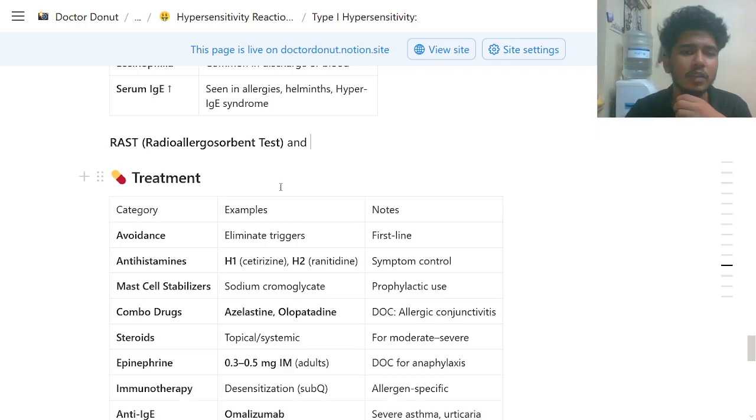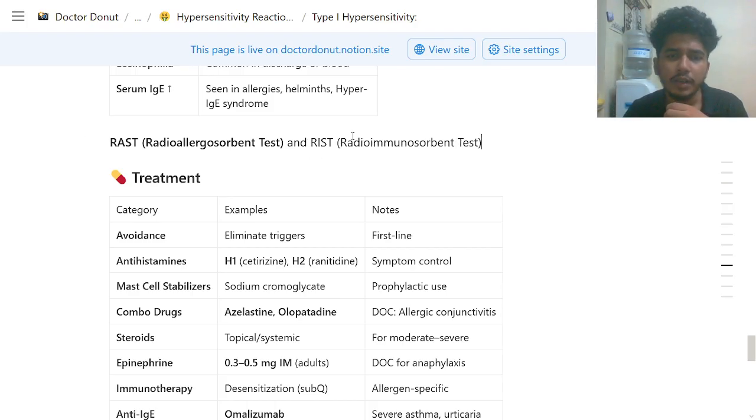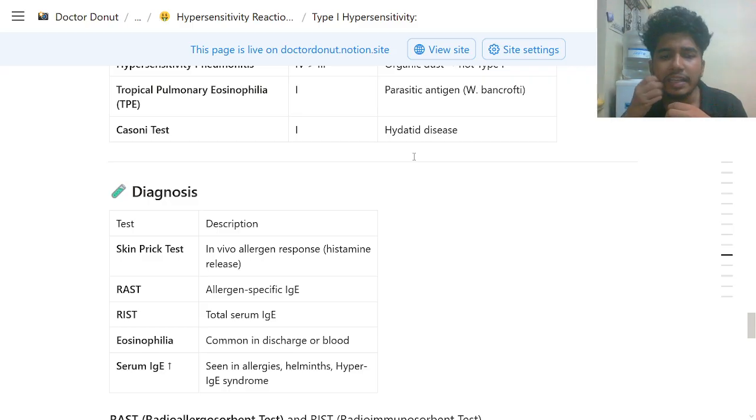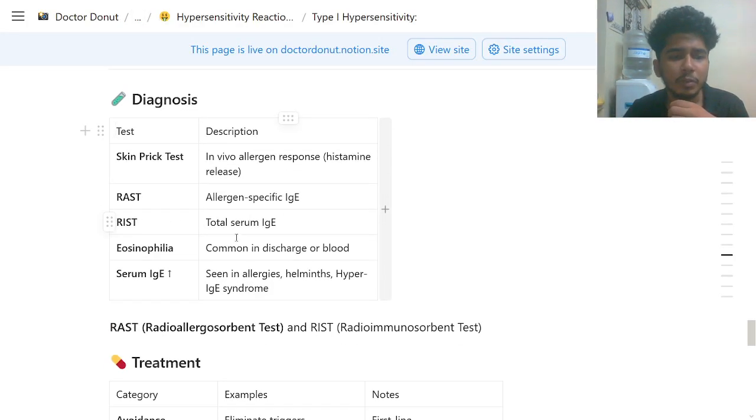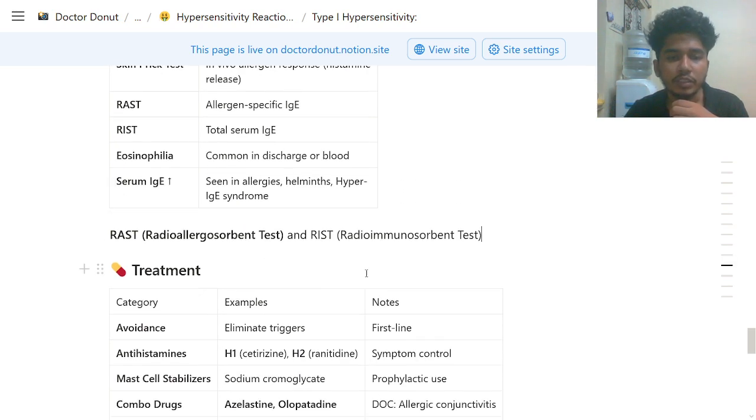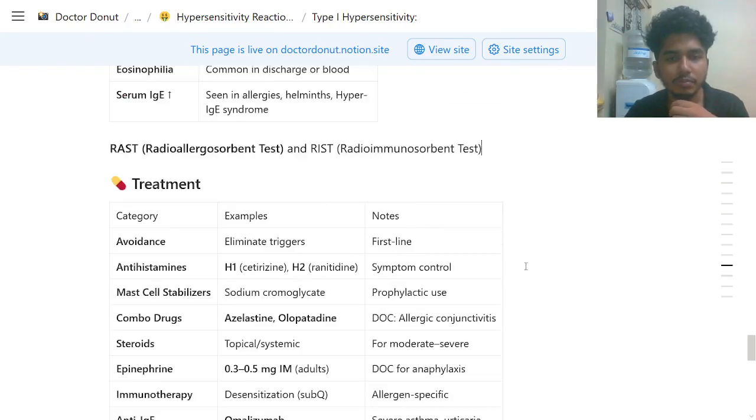The radioallergosorbent test, and the other one is the radioimmunosorbent test. Now these are not so commonly used. So eosinophilia, on a CBC, you see eosinophilia, that is common in discharge and in blood. And then serum IgE, that is seen increased in allergies, helminths, and hyper IgE syndrome.